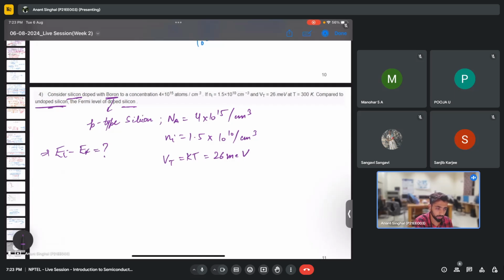Do you want to solve the same? You can write quickly in the chat box. Please type in the chat box.